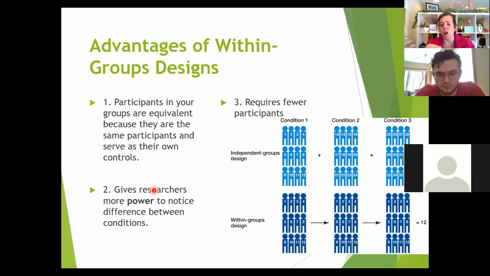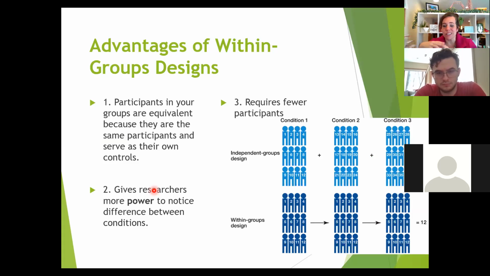Within groups design also gives researchers more power to notice differences between the different conditions. So again, power is the ability of a study to show a statistically significant result when an independent variable actually impacts a dependent variable. Okay. This reduces unsystematic variability between groups because it's the same participants, so there's less variability.